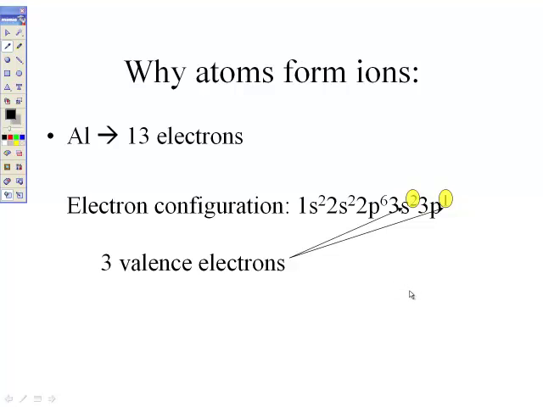We've learned that 8 is the most stable, or a full valence shell, and 3 is not full. 8 would be full. We don't have 8. So what we can do here is we can either gain 5 more in the third energy level or lose these 3 so that we would have 8 in the second energy level. So aluminum's going to lose 3.